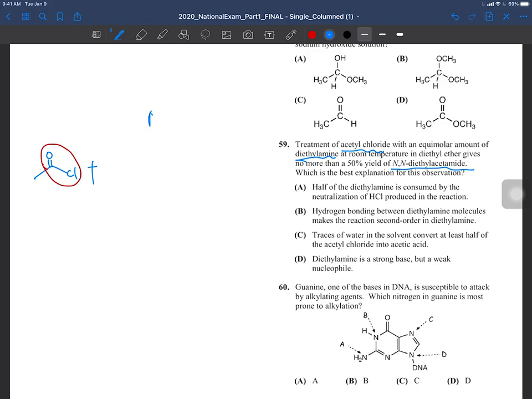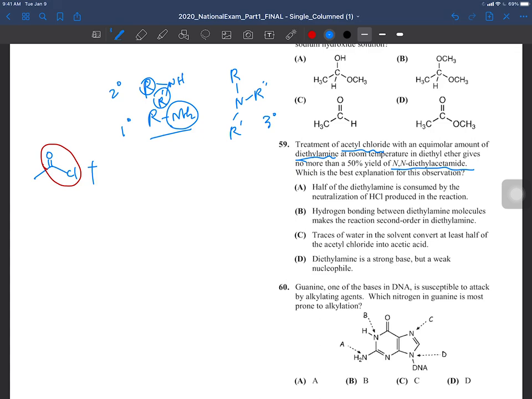So amine is something with the nitrogen. It can be something like this. It can be something like this. So the R and the R prime mean they can be different. It can also be something like this. So they are called primary amine, secondary amine, and tertiary amine. But they are all amines.